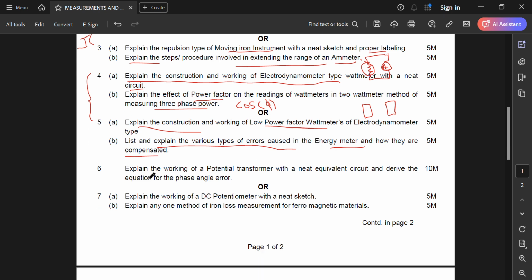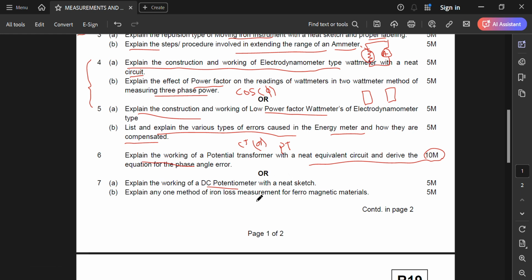Next, coming to unit 4, explain the working of PT, potential transformers, and measurements, magnetic potential transformers and potentiometers. PT and CT phasor diagram and derivation is very important for 10 marks. You have to remember CT or PT. Both equivalent circuit and derivation will be similar.